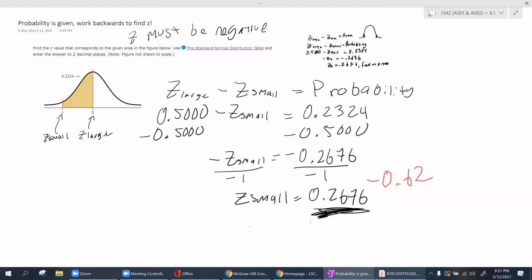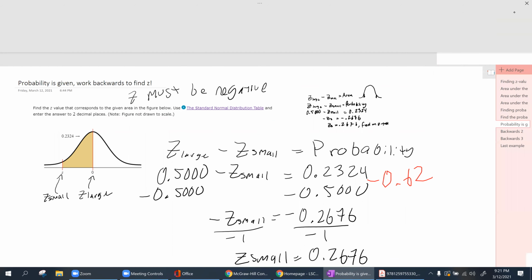So in other words, z small is negative 0.62. And we said that anything to the left of it was going to be negative, so I know this is correct. Let's go ahead and do more of these.